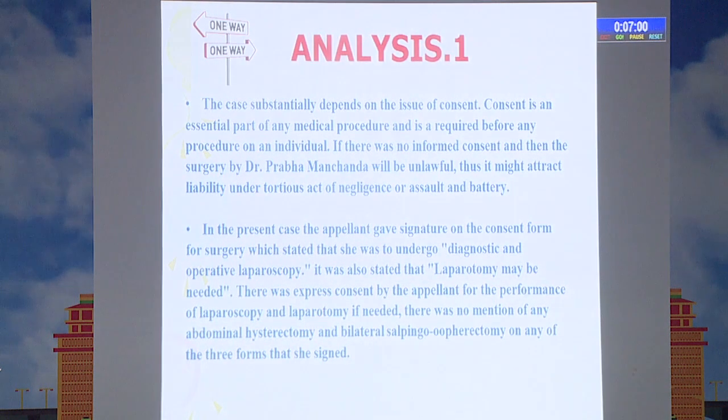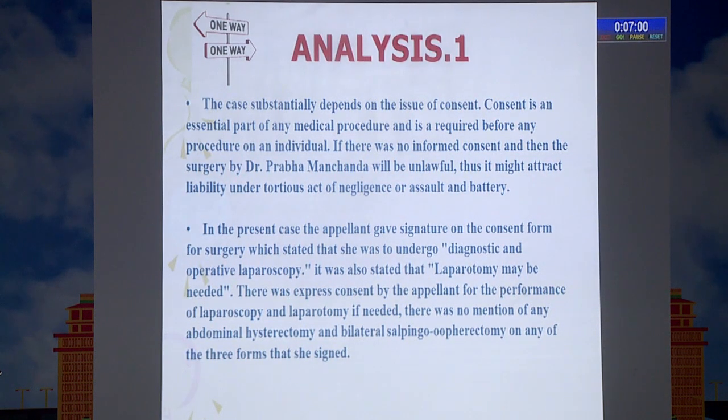The case substantially depends on the issue of consent. Consent is an essential part of any medical procedure and is required before any procedure on an individual. If there was no informed consent, then the surgery by Dr. Prabha Manchanda will be unlawful, and thus it might attract liability under the tortious act of negligence or assault and battery.